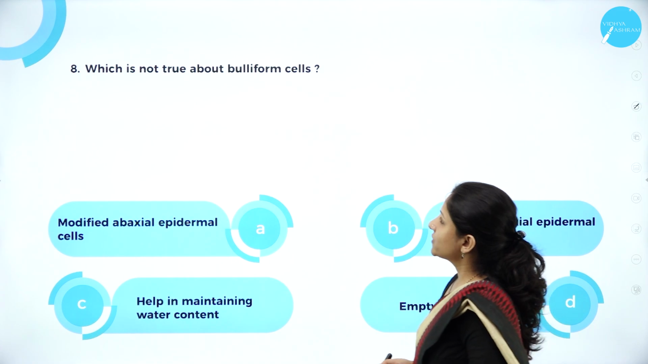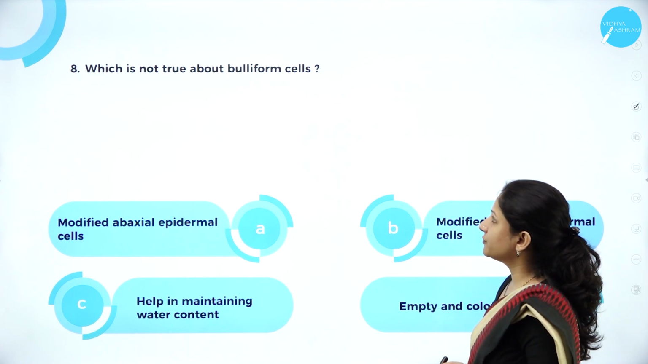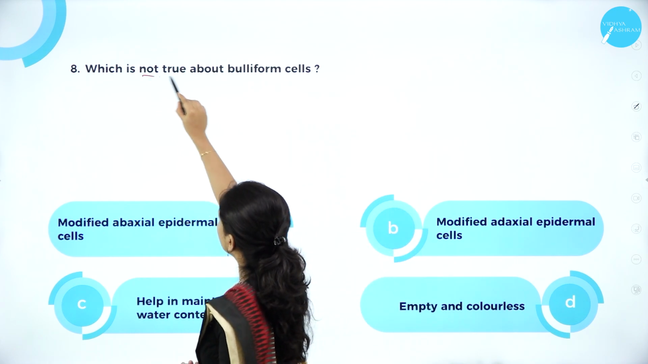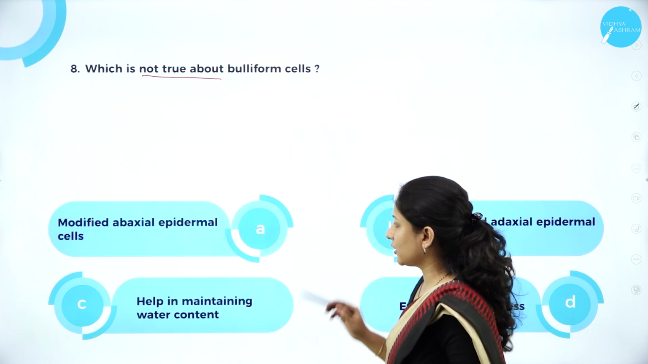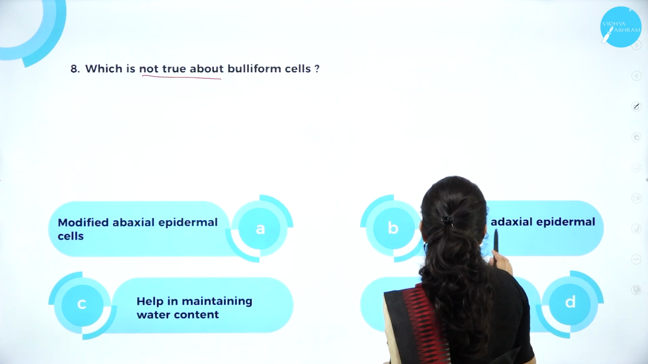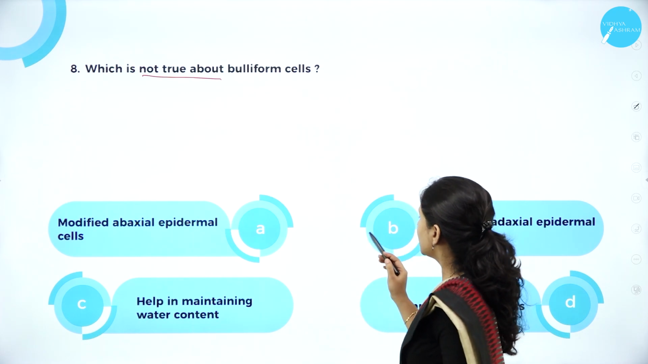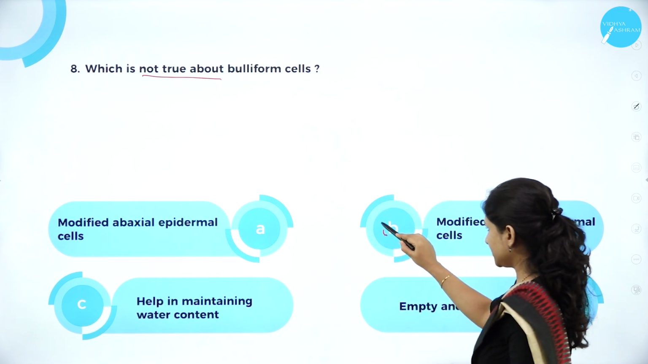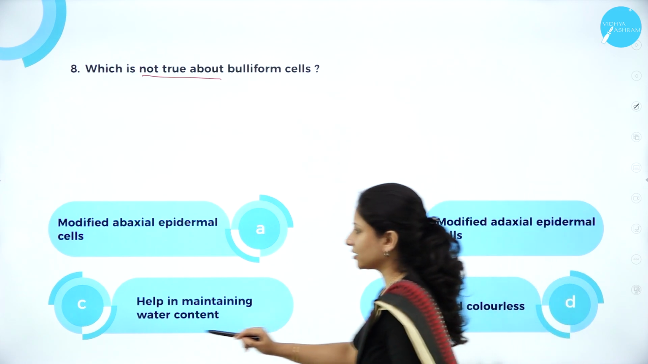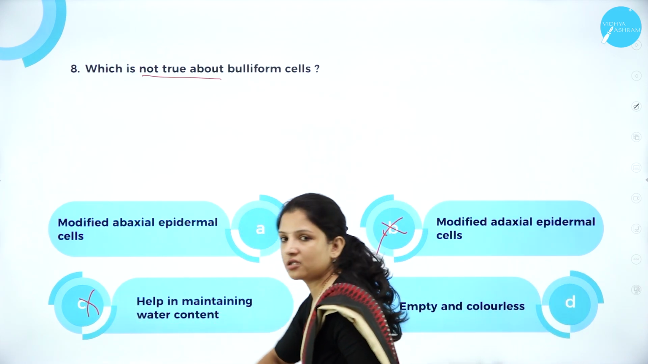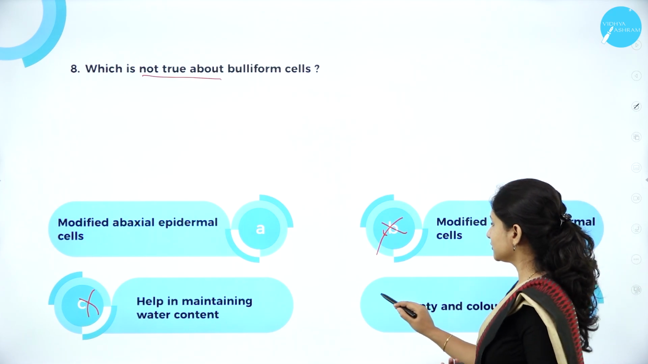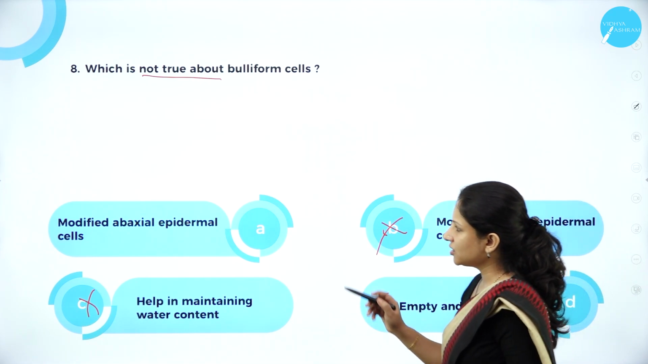Next question. Which is not true about bulliform cells? So which statement is false regarding bulliform cell? That we have to find out here. Modified abaxial epidermal cells, modified adaxial epidermal cells, they are modified adaxial epidermal cells. So the statement cannot be considered. They help in maintaining the water content. Yes, by becoming turgid and flaccid and all that. Empty and colorless. Yes, they are colorless cells. So this statement also cannot be considered.